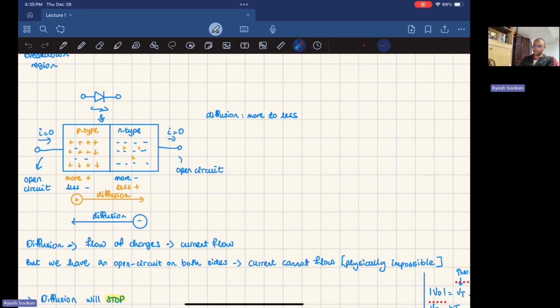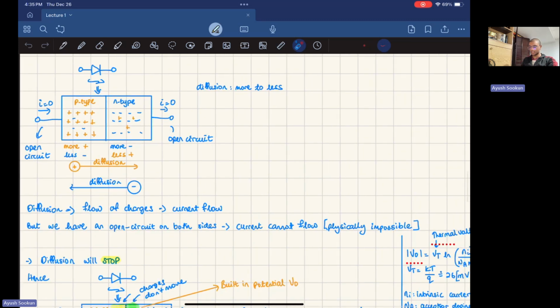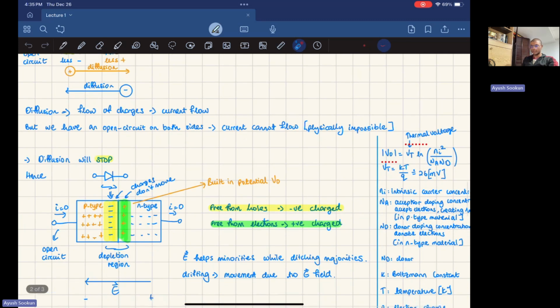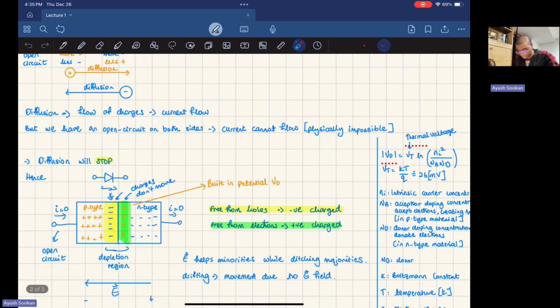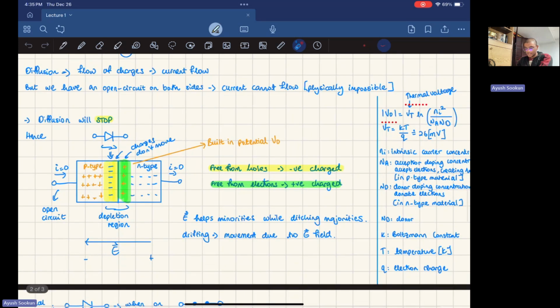But if you look at the circuit right here, you've got an open circuit here, you've got an open circuit here, correct? What does that mean? No current. So if diffusion is occurring, that means at some point the diffusion has to stop because physically speaking, you cannot have any current flowing in an open circuit, right? So it's physically impossible. So that's why I wrote right here that the diffusion is going to have to stop. And how does the diffusion stop?